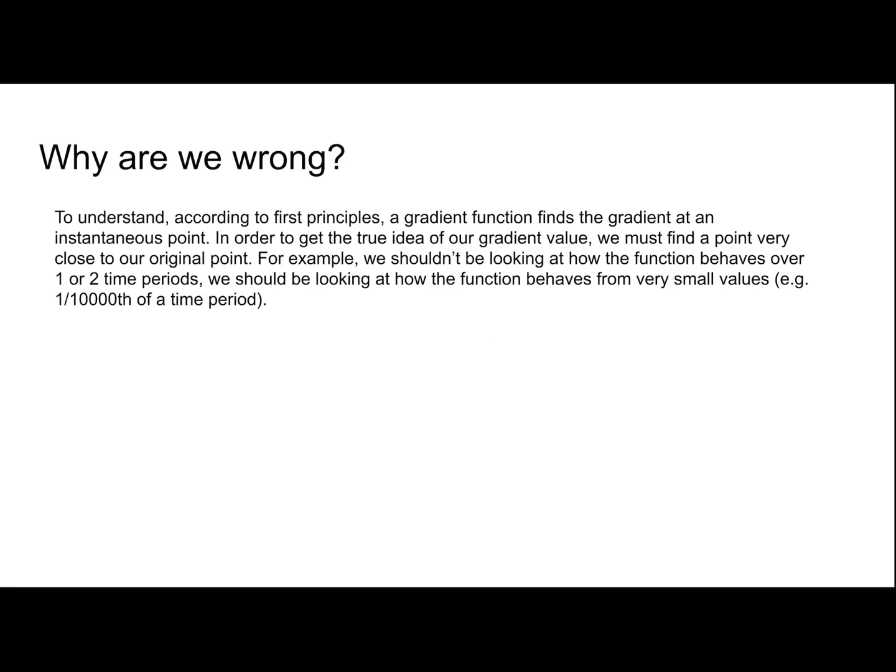So that's realistically no change in t. That's the gradient when there's no change in t. However, that's not realistically possible to calculate. So if we use a very, very small dt, like 0.00001, we can still get a very rough idea of what our gradient function is going to be looking like.